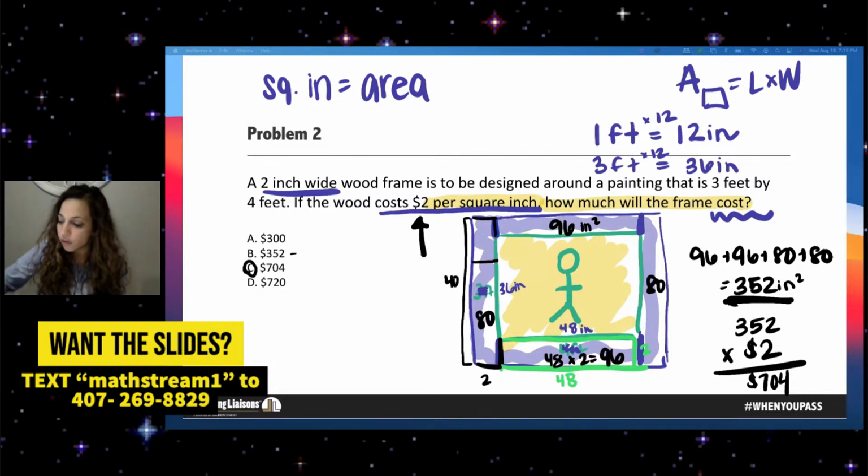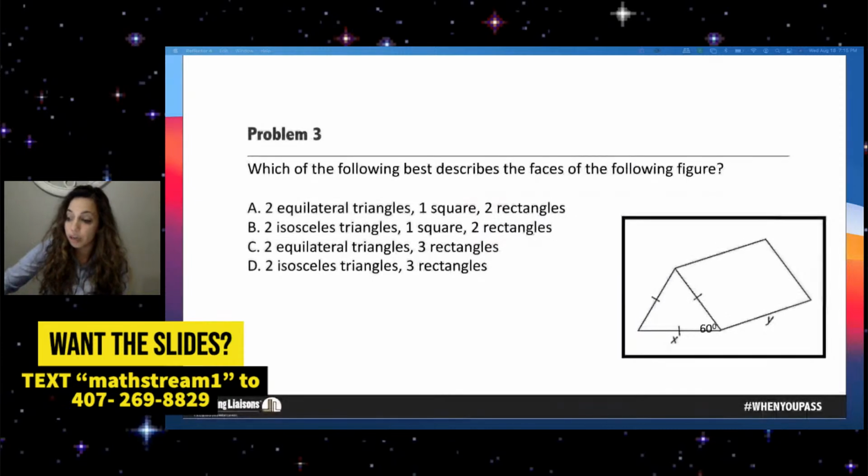Let's move on to problem number 3. Which of the following best describes the faces of the following figure? 2 equilateral triangles, 1 square, 2 rectangles. 2 isosceles triangles, 1 square, 2 rectangles. 2 equilateral triangles, 3 rectangles. 2 isosceles triangles, 3 rectangles.